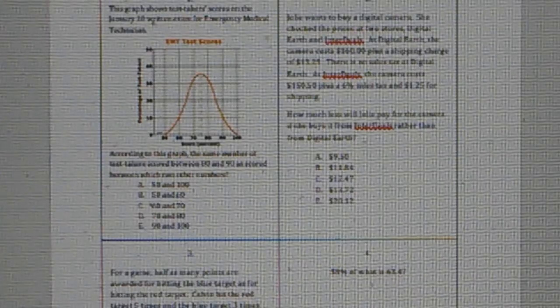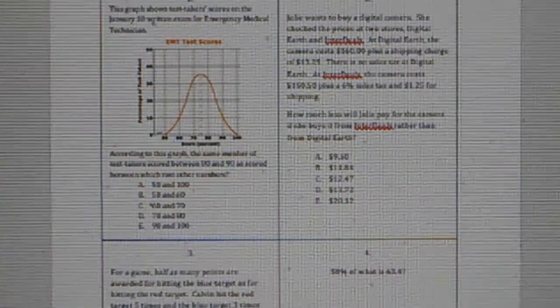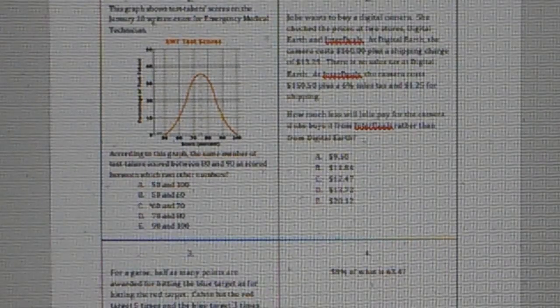Okay, number 2. Jolly wants to buy a digital camera. By the way, I hope you try these before you listen to the solution. You should be attempting them before you listen to these. Jolly wants to buy a digital camera. She checked the prices at 2 stores, Digital Earth and Interdeals.